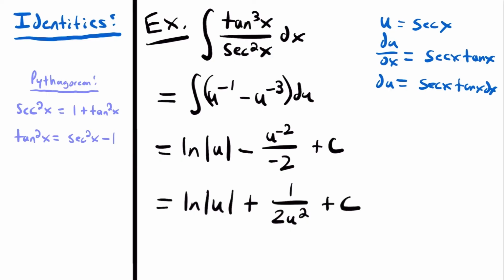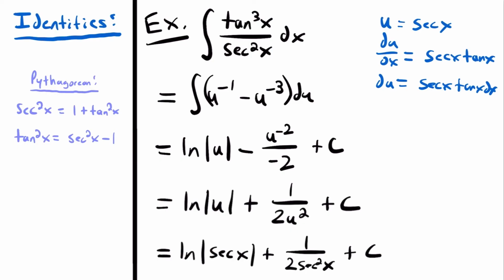Okay, and then we can finalize our answer by replacing u with what we set it equal to, which is secant x. And so if we do that, we'll have that this is equal to the natural log of the absolute value of secant x plus 1 divided by 2 times secant squared x plus c. Now you could say that this is your final answer, but we can actually simplify it a little bit more yet, because we know that 1 divided by secant is equal to cosine, and so 1 divided by secant squared x will be equal to cosine squared x.